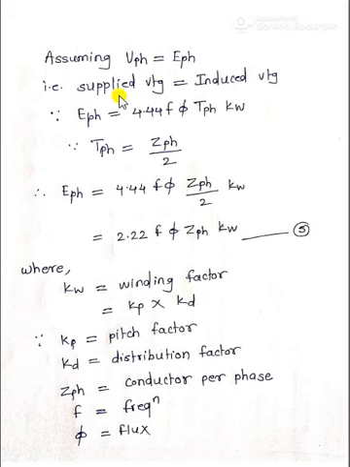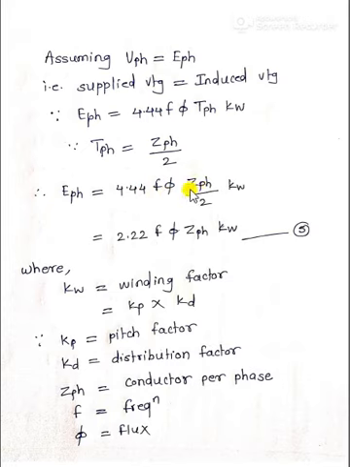Now next, assuming V phase is equal to E phase. V phase means supplied voltage, E phase means induced voltage. E phase we can write as 4.44 F phi T phase kW. This T phase means number of turns per phase. Now there is a relation between number of turns and number of conductors. Number of turns is always half of the number of conductors. So T phase is equal to Z phase upon 2, where Z phase means number of armature conductors.